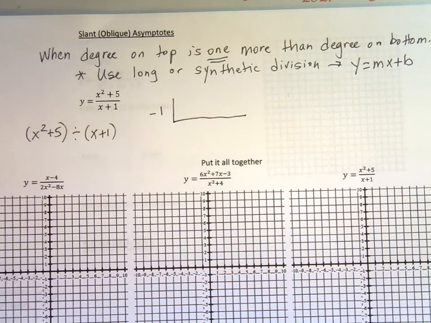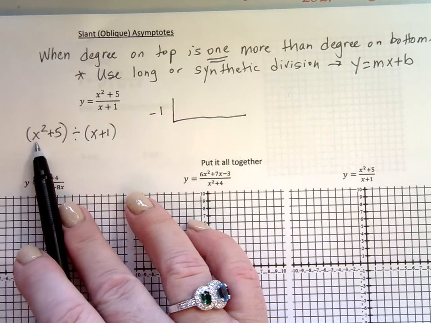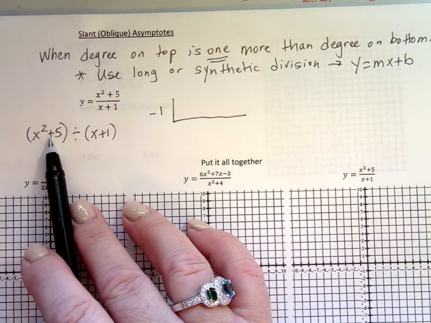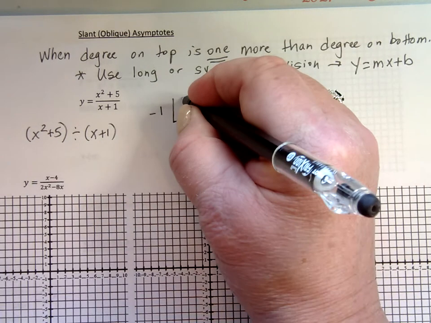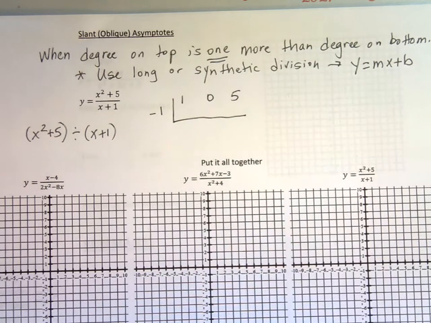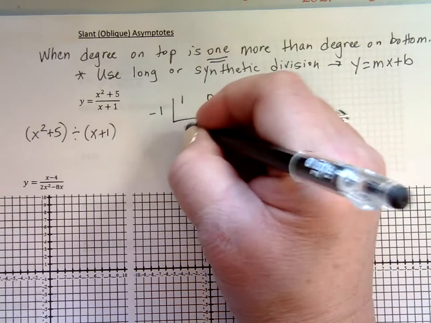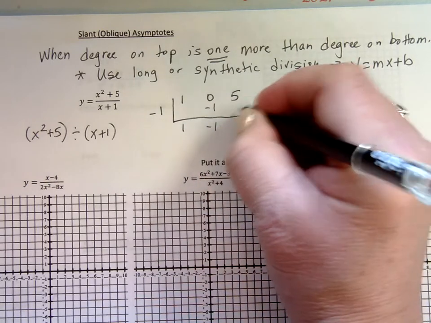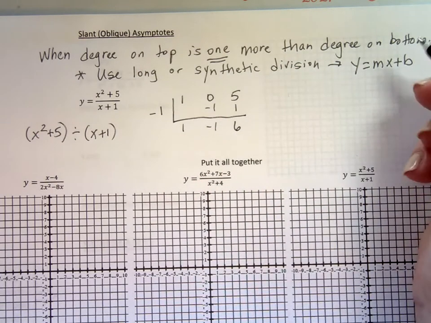And inside, we're going to put the coefficients. But remember, you need a missing term. It goes from a square to a number. I'm missing an x. So I'm going to have a 1, a 0, and a 5. So don't forget the missing powers, you've got to put them in. So drop the 1, multiply, negative 1, add, negative 1. Negative 1 times negative 1 is 1, gives me a 6. I'm done. So what does this equate to?